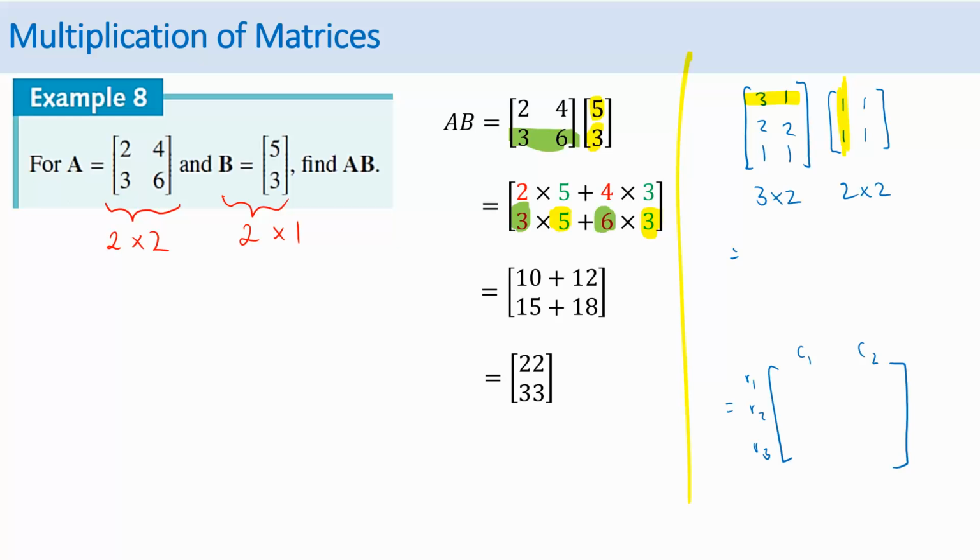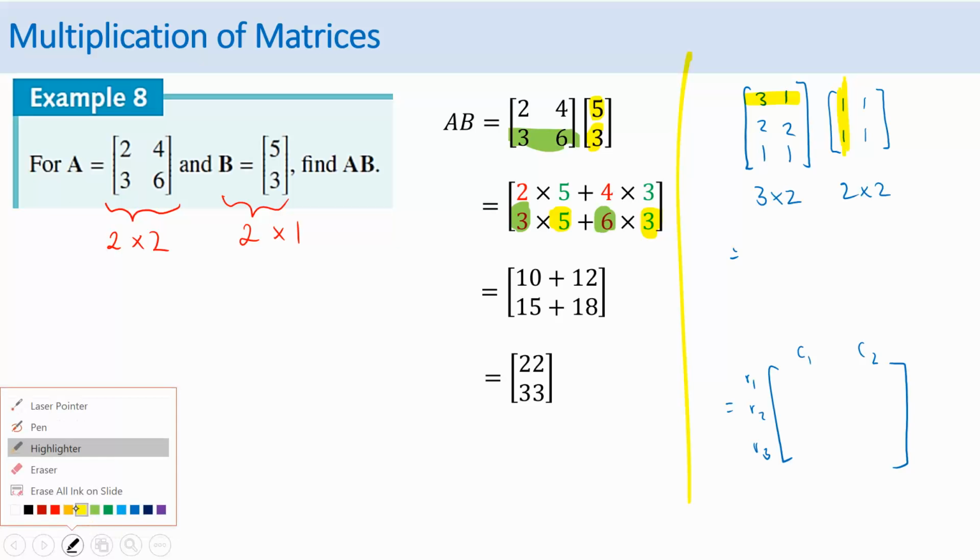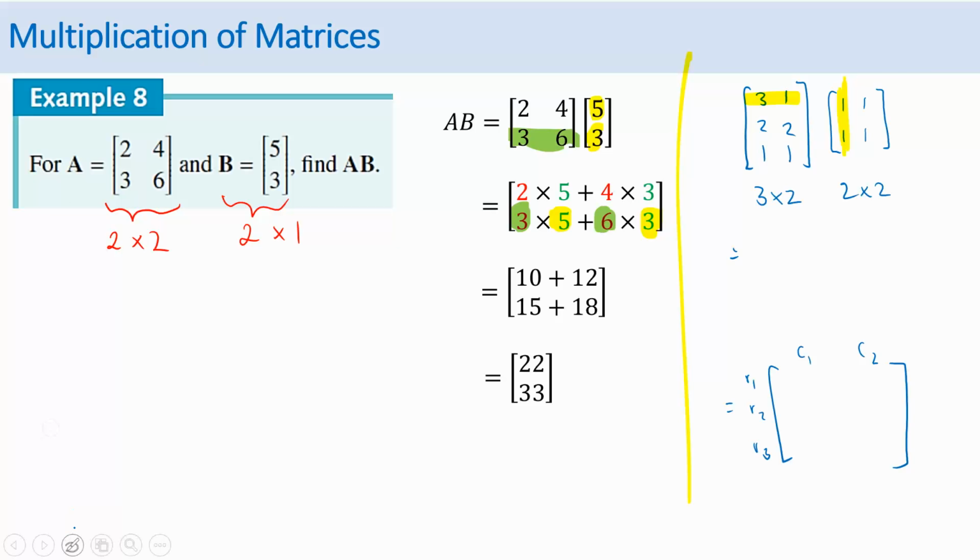So if I were to answer it now, let's work it out. I'm going to do it in red, over here. 3 times the 1, which is 3, add with 1 times the 1, which is 4. So 4 will go here.